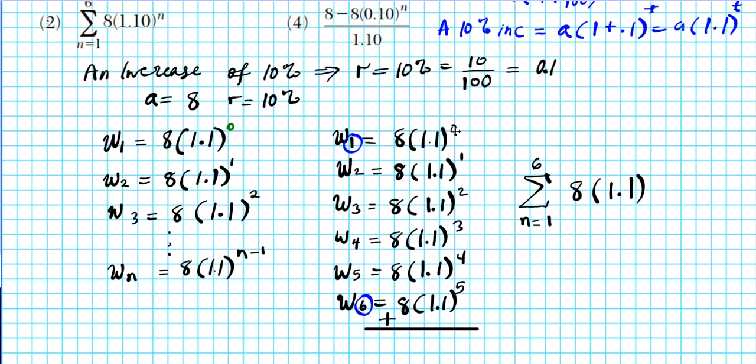Okay, the power is always 1 less than the index, so we just take the index here, which is n, assuming values from 1 to 6, and take away 1. So what we have right here is exactly what we have here in a condensed format.